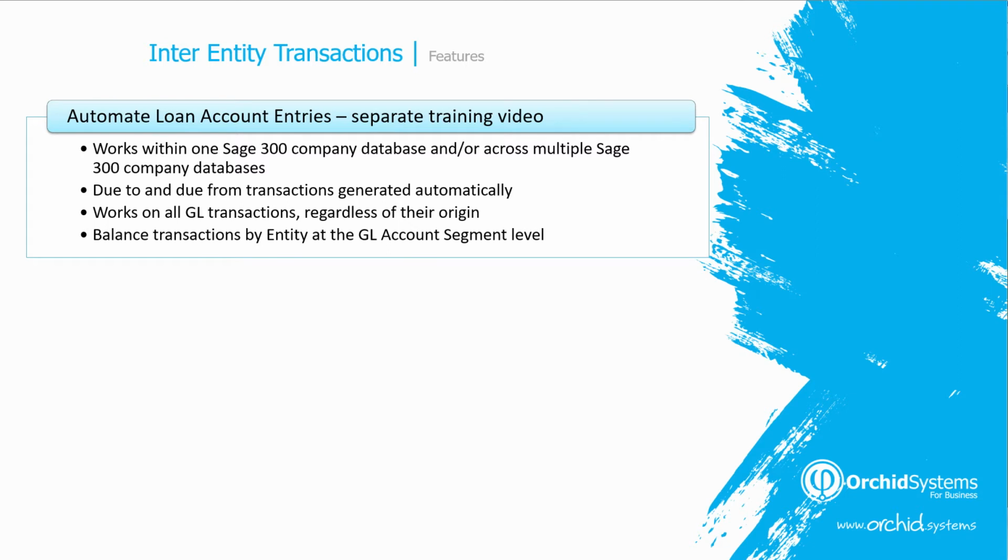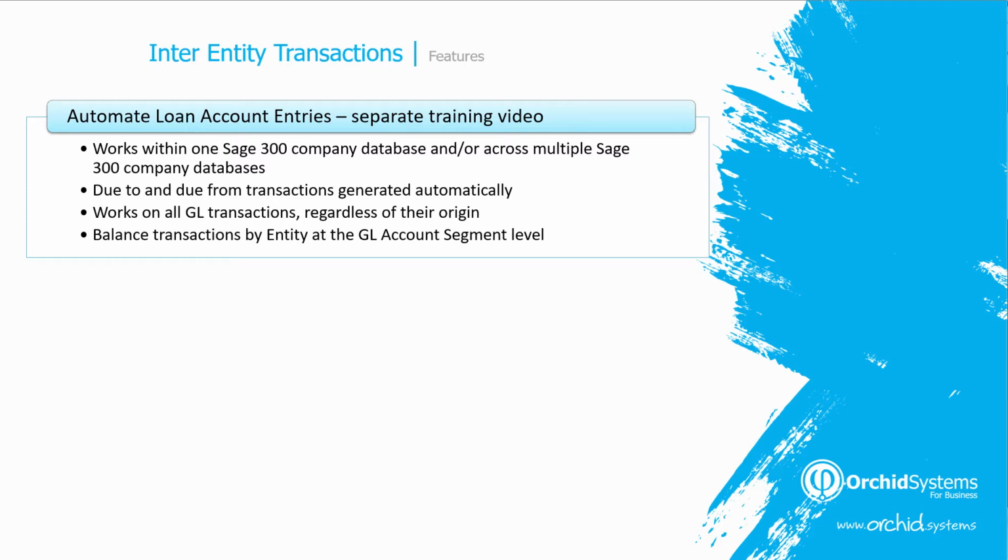Inter-Entity Transactions allows you to automate loan account entries between different entities, denoted by a segment in the GL. This is covered by a separate training video. It works within one Sage 300 company database and/or across multiple Sage 300 company databases. Due to and due from loan account entries or transactions are generated automatically.